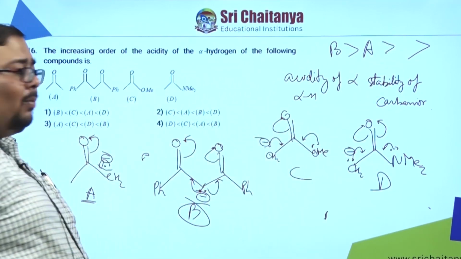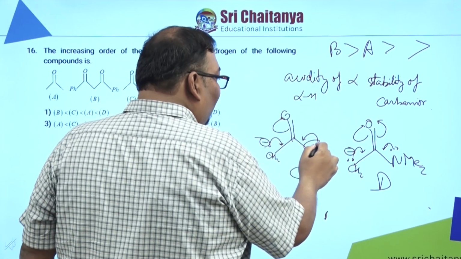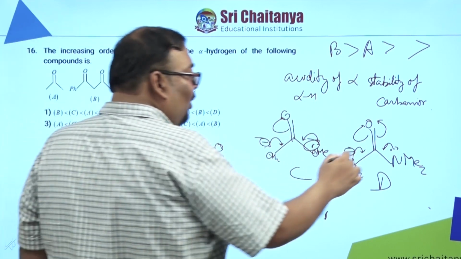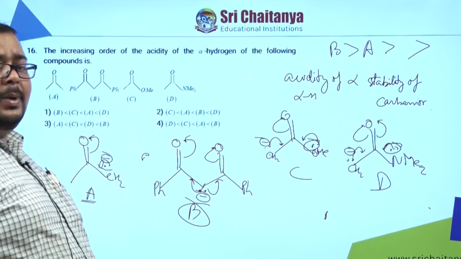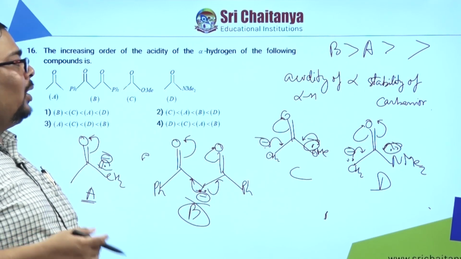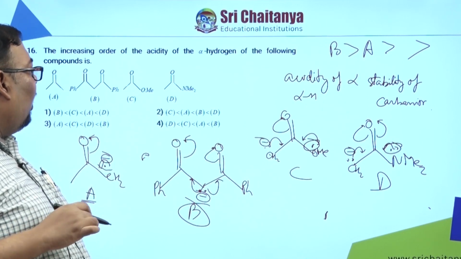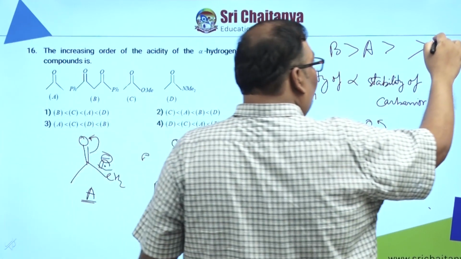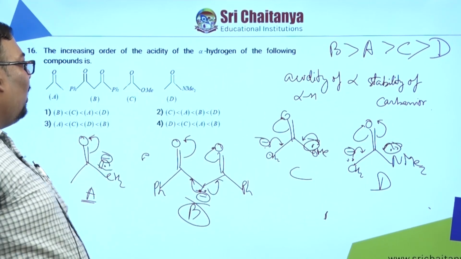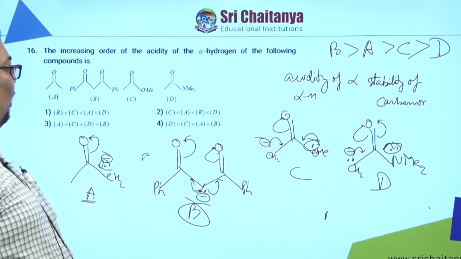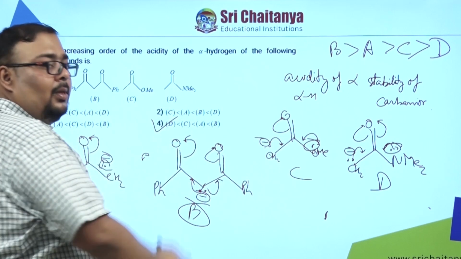Then between C and D, in both cases the cross conjugation is taking place. In the first case, the oxygen lone pair is involved in cross conjugation. In the second case, the nitrogen lone pair is involved in cross conjugation. Now you see, the nitrogen lone pair is more basic, so the cross conjugation will be more in case of nitrogen. So that will give the least stable carbanion. So D will be the least stable, and obviously this position will be occupied by C. So my order is B greater than A greater than C greater than D. So the correct option corresponding to this is option number 4. So this is the answer.